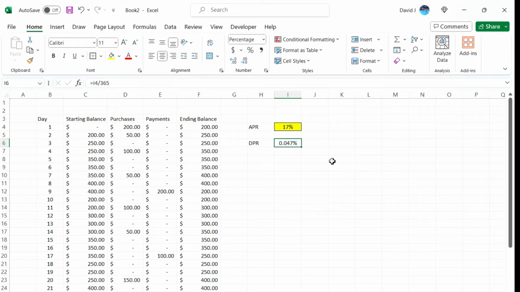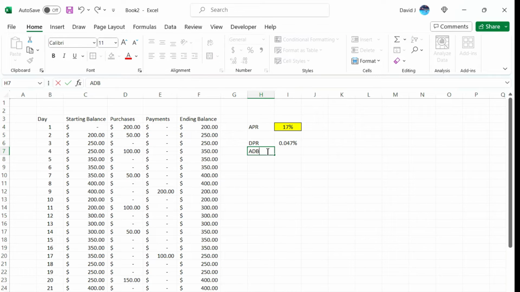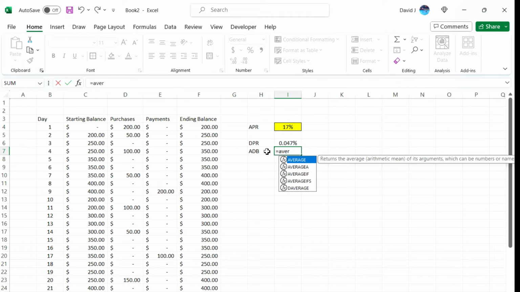Now, although we've got our interest rate, we still need to calculate our average daily balance, because this is what's used that will get multiplied against that daily rate. So I'm going to abbreviate this, calling this ADB for average daily balance. And we can just use the simple average function in Excel.